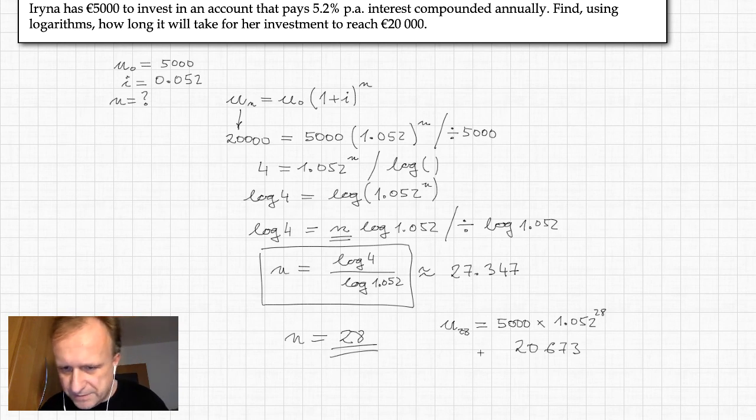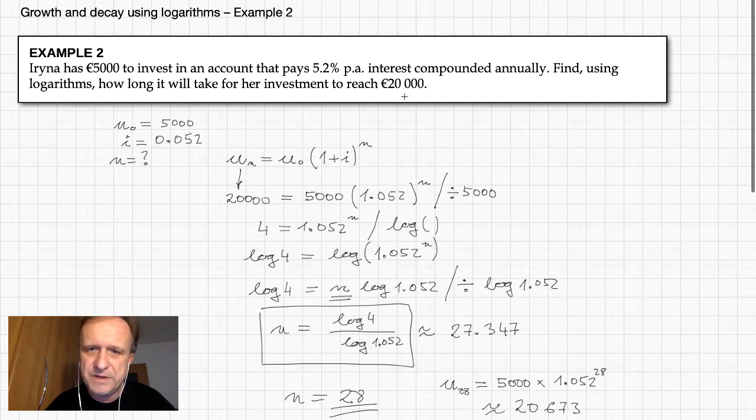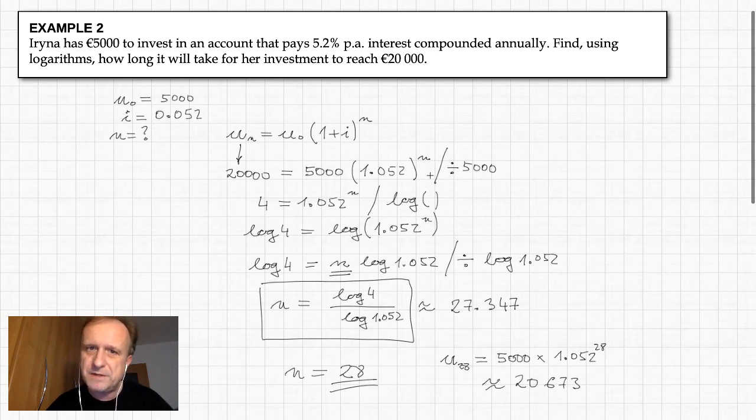We cannot get 20,000 euros exactly after a whole number of years, but we can get approximately 20,000, and since her goal was to get 20,000, it's okay to ask for a little bit more.